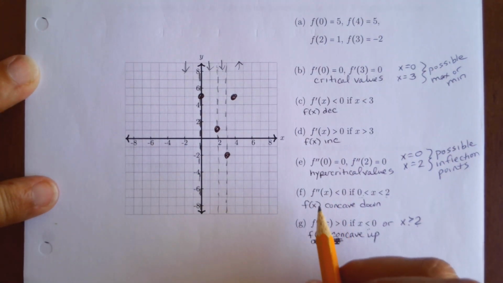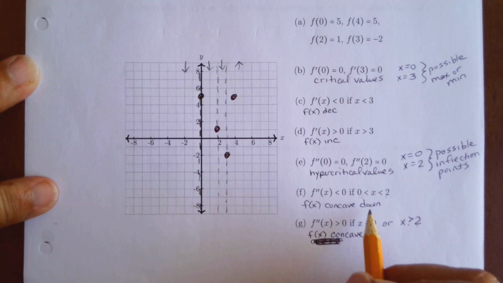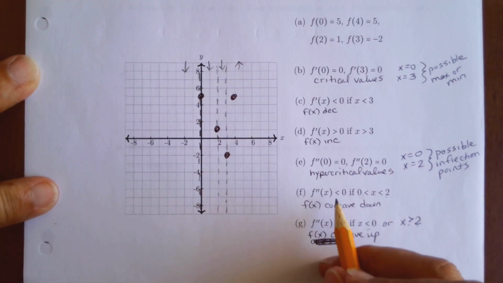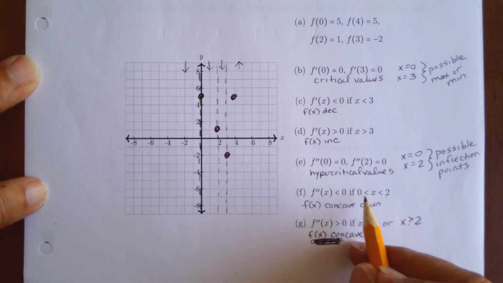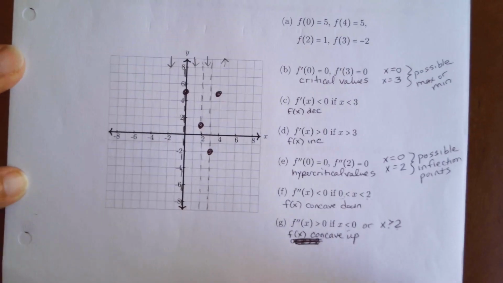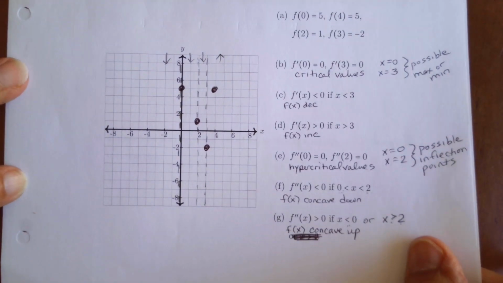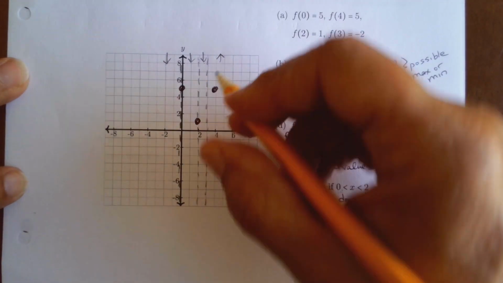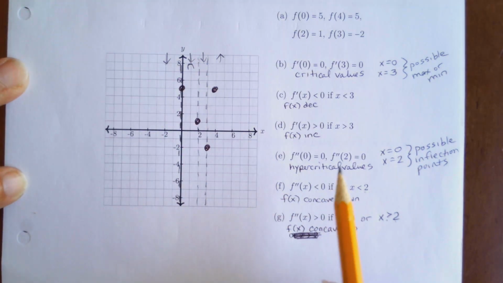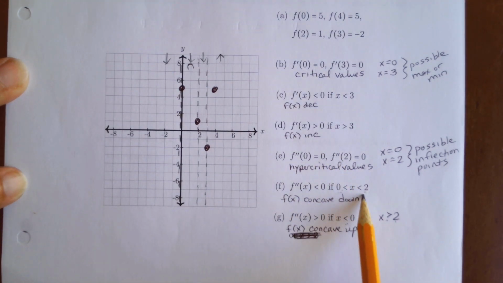All right, now we're going to do our concavity. Concave down came first. A lot of times they switch these, so just pay attention. Less than 0 is concave down. So we're concave down between 0 and 2. Between 0 and 2, we are concave down. 0 and 2 is right in here, so concave down this way. Okay? That's it for that one.